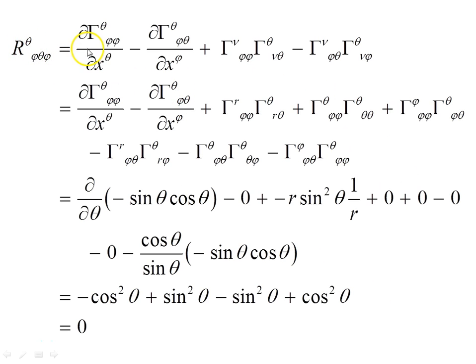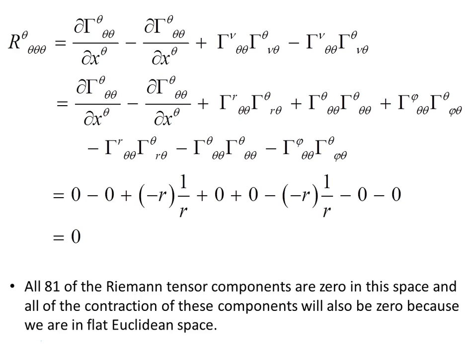Theta, phi, same thing again. Notice the nu and the nu. Now we have to sum over those, one up, one down. And when we do that, write that out carefully, evaluate the terms, we'll come down to 0 again. Still in flat space, if you remember. All right, and all theta now, same thing again, just evaluate all the way through, and we'll come down to 0. Now all 81 of the Riemann tensor components are 0 in this space. Not surprising, we're in flat space. And all of the contraction of these components will also be 0 because we're in flat Euclidean space.